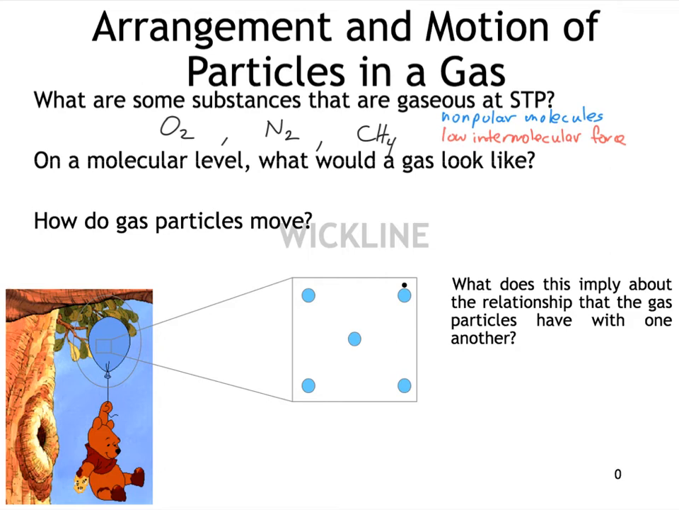So on a molecular level, gases would look very spread out, and they would be moving in random straight lines. Perhaps if you were going to draw a particle diagram, it would look something like this. These facts that we just stated imply that the relationship that gas particles have with one another is basically no relationship or no attraction.